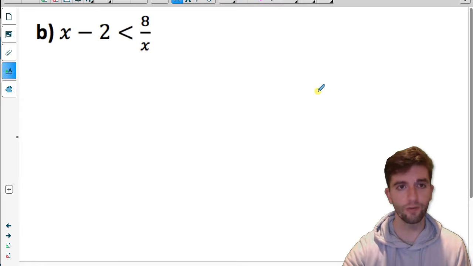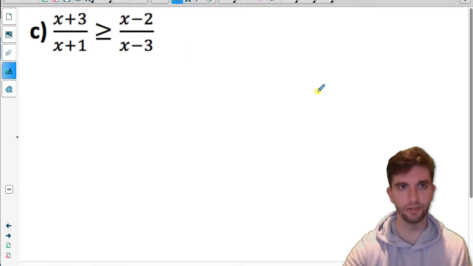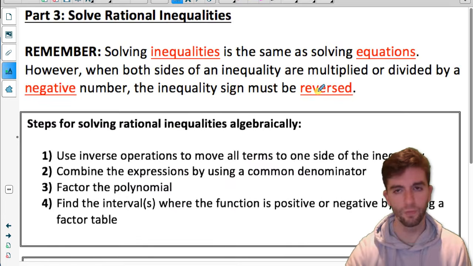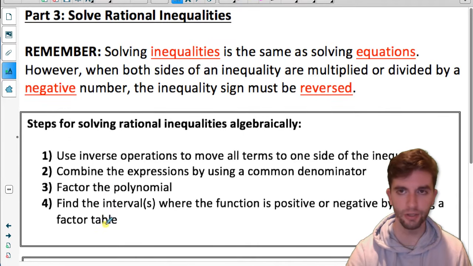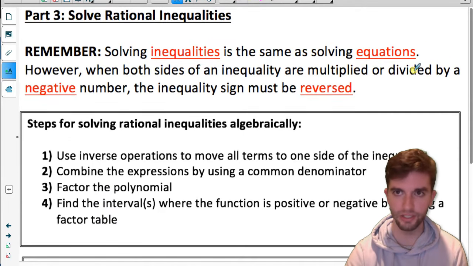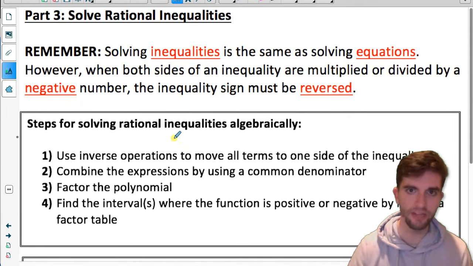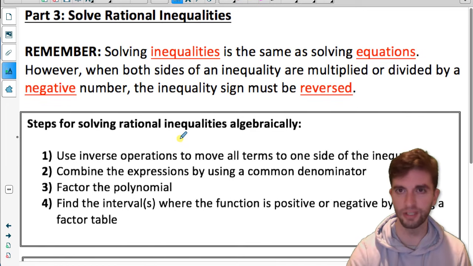Okay, so we're going to solve a few rational inequalities together. Here's the 4 that we're going to solve together. Before we start solving those, I want to remind you about what we know about solving inequalities from when we solved polynomial inequalities earlier in the course. We learned that we could solve them just like equations as long as we followed one rule. When both sides of the inequality are multiplied or divided by a negative number, we had to reverse the inequality sign. That was an easy rule to follow if we were solving a linear inequality.